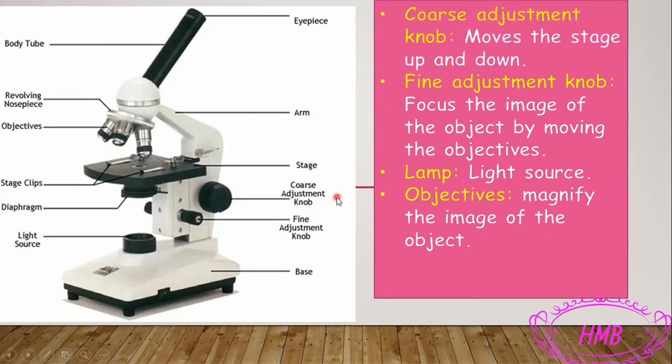Then we have the coarse adjustment knob, this one. This knob is the coarse adjustment. If I turn it left or right, it will make the stage move up or down. That means it will make the picture of the object to be closer or farther. It depends on the objective.